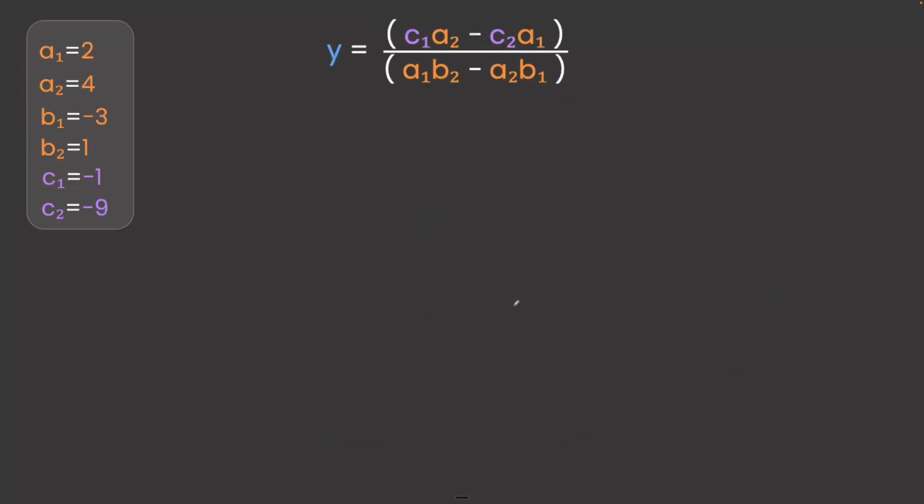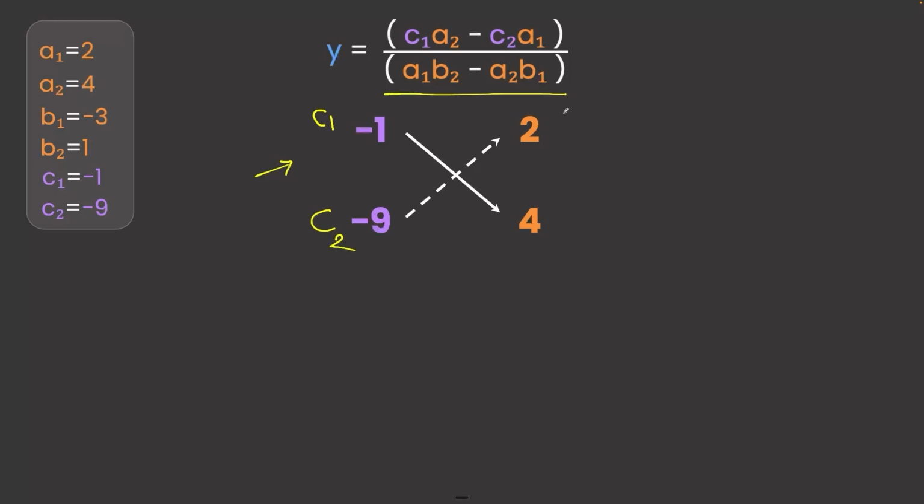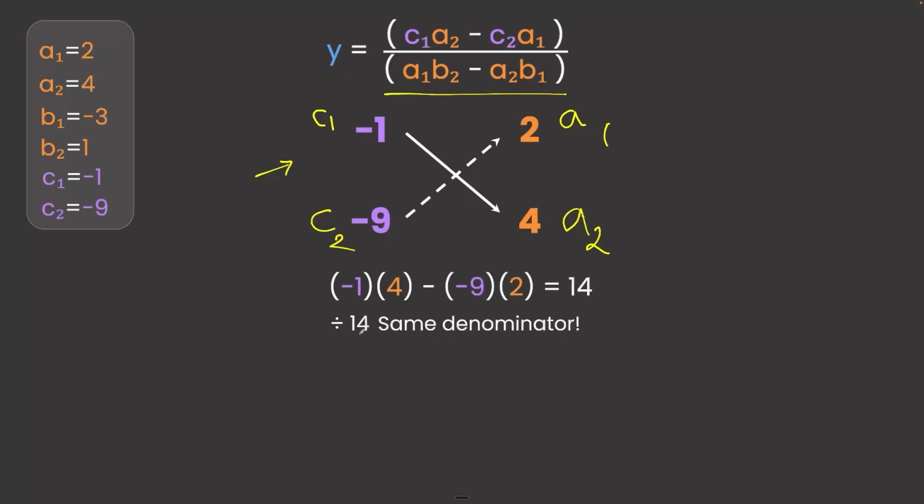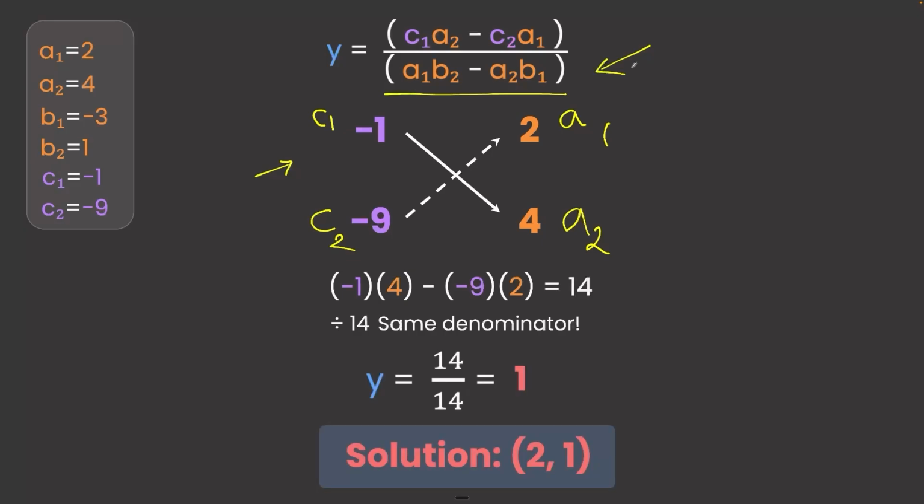Next, y. The denominator stays the same, a1 b2 minus a2 b1. This has come the third time till now, right? First we check whether it's not equal to 0. Then for y, we write the constant terms c1 and c2, then a1 and a2, and you simply cross multiply: c1 a2 minus c2 a1. So when you do that, what do you get? Minus 1 times 4 minus 9 times 2, which is 14, divided by 14. So 14 by 14 is 1. The solution that we found out is 2 and 1.